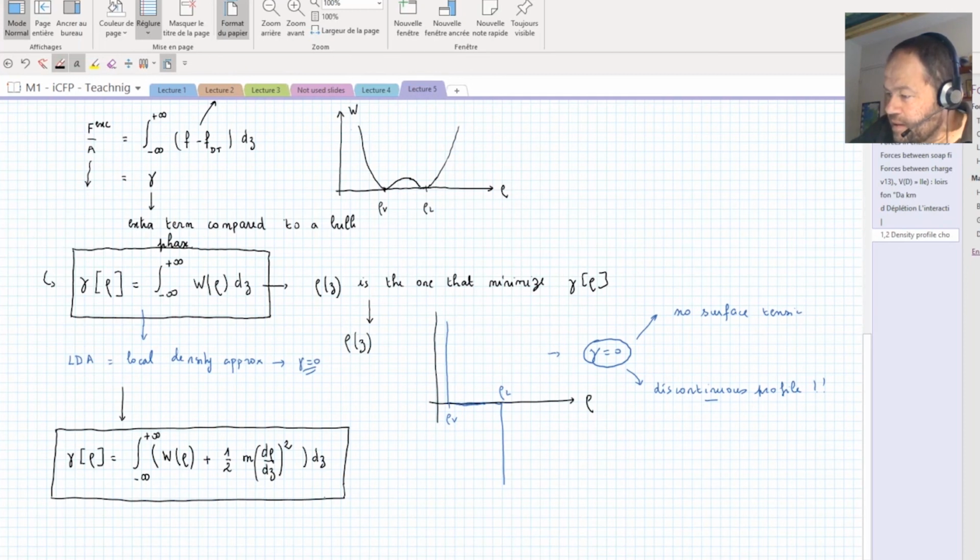And of course, if we make a development, there should be a term proportional to the change of density, but you don't want to be sensitive to the sign of d rho over dz. So the first term in the development is equal to 0. Okay, so that's the easiest way of taking into account the non-local gradient of density.